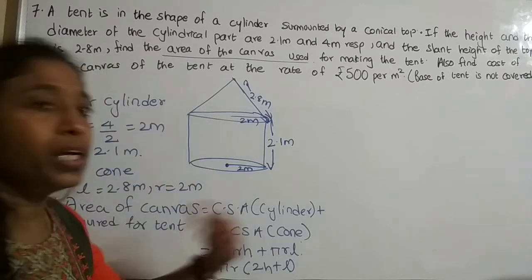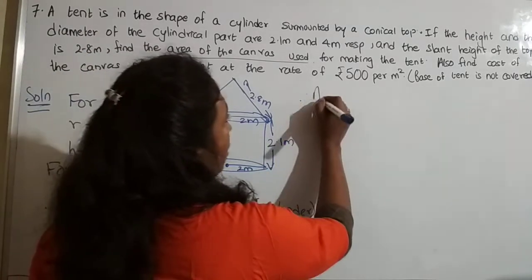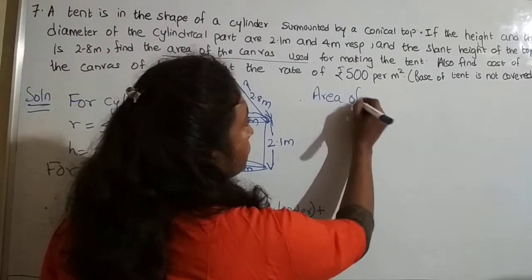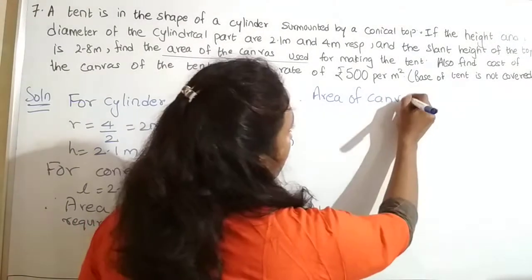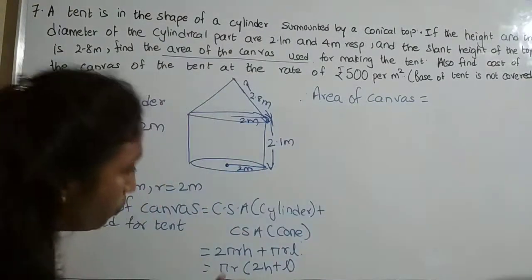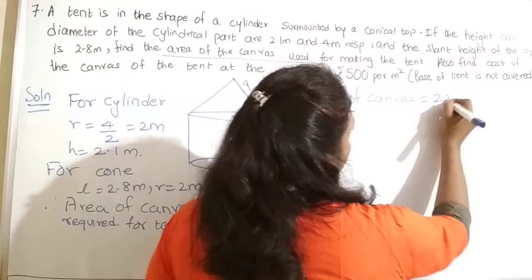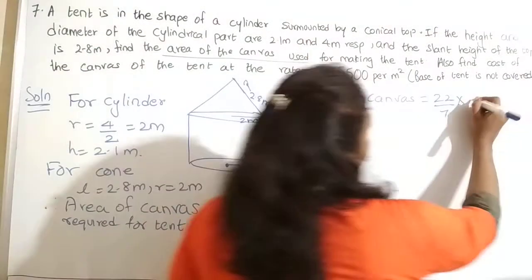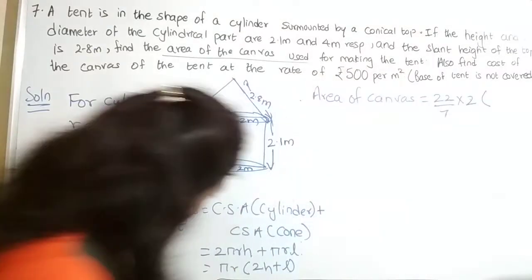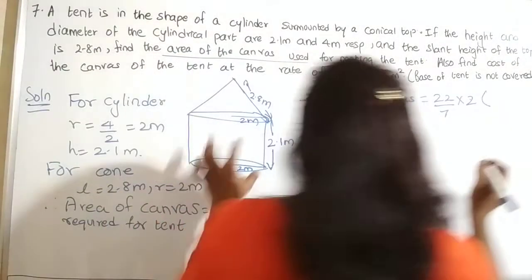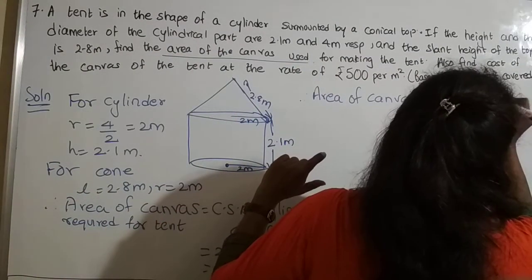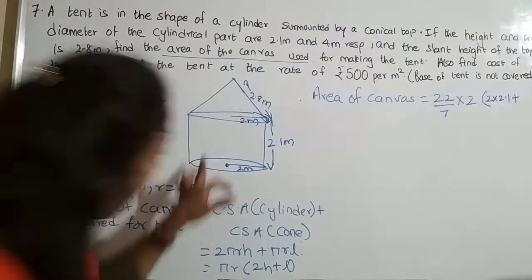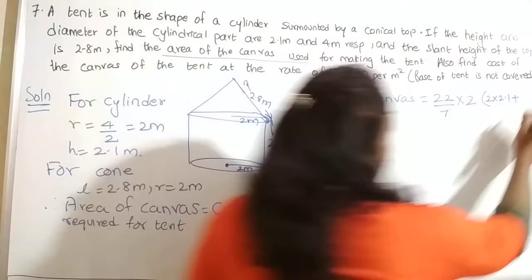So let's substitute and get, therefore, area of canvas that is required for making the tent. Let's substitute. Pi is 22 by 7 into r. What is r here? 2. From the diagram it becomes very easy to see. So πr, 2 into h. So h is nothing but 2 into 2.1 plus l. L is 2.8.